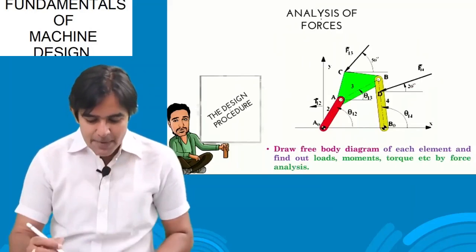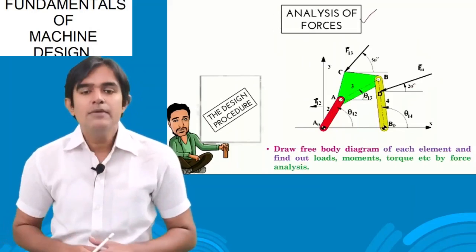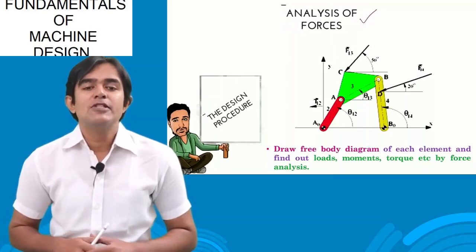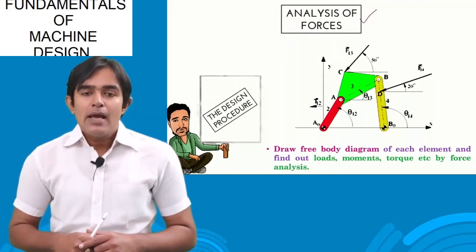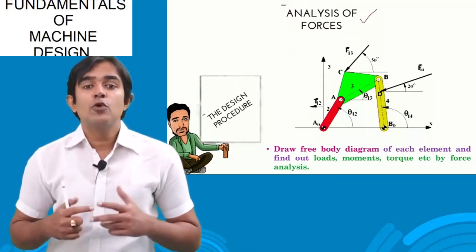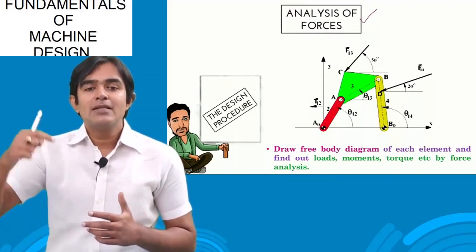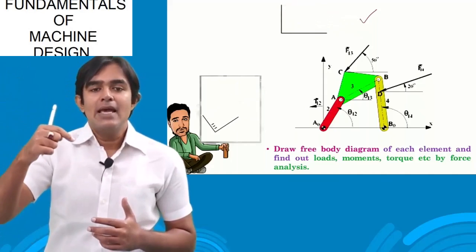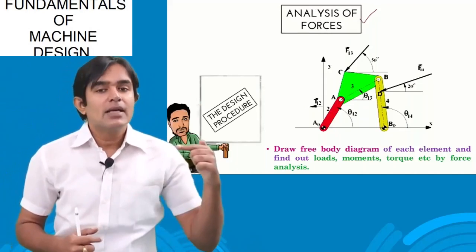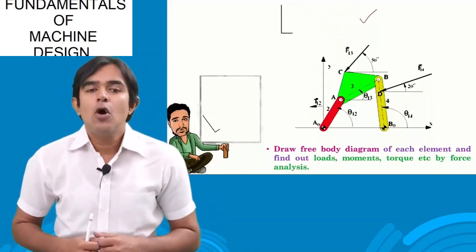The third step is the analysis of the forces. As you can see over here, there is a 4-bar mechanism. In and around the 4-bar mechanism, you can see there are various forces which are being applied. There are some forces which are applied in an inclined manner. There are some forces which are applied in a vertical manner. There are some forces which are applied in a horizontal manner.